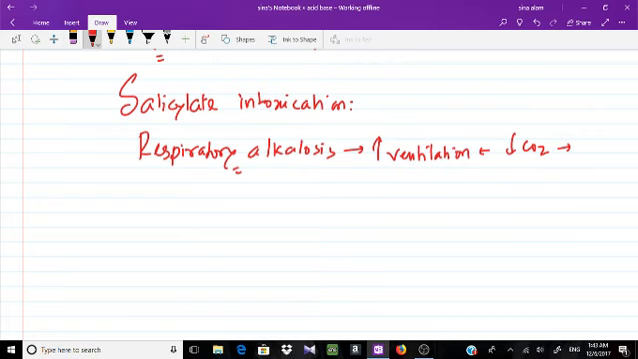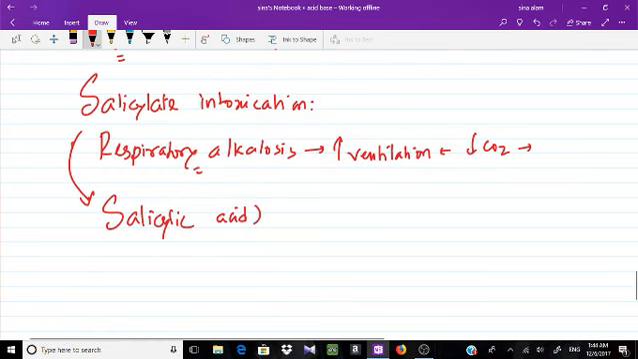But when this salicylate accumulates in the body, what is the other name of salicylate? Salicylic acid. So you're seeing that it has acid content, and when it accumulates in the body, it works like a new acid product. I hope you remember, when a new acid product is added in the body, that leads to an increased anion gap metabolic acidosis.